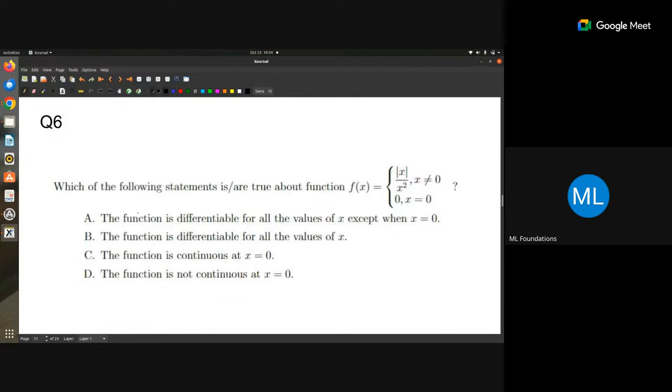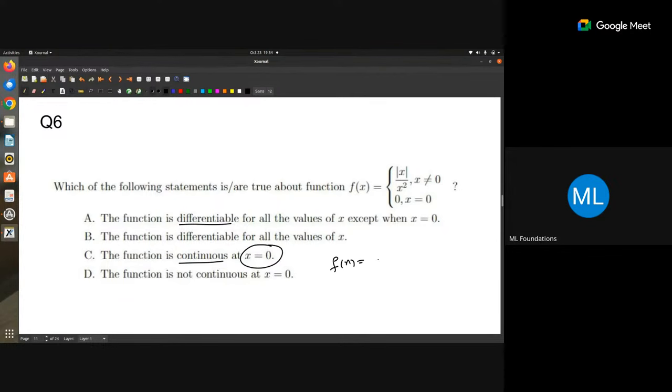Okay, we have to check whether the function is differentiable or continuous. So the first thing to check is whether the function is continuous or not, right? Yes, sir. So how do we check if it is continuous at x equals 0?